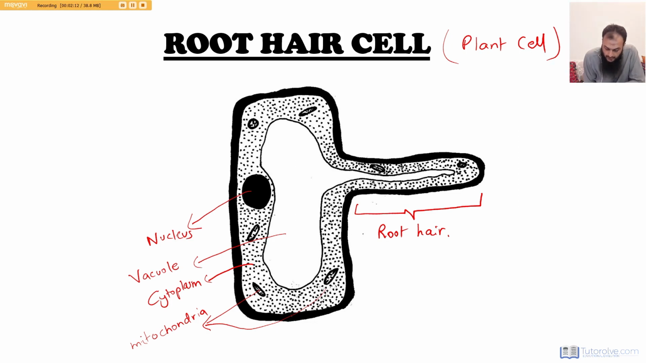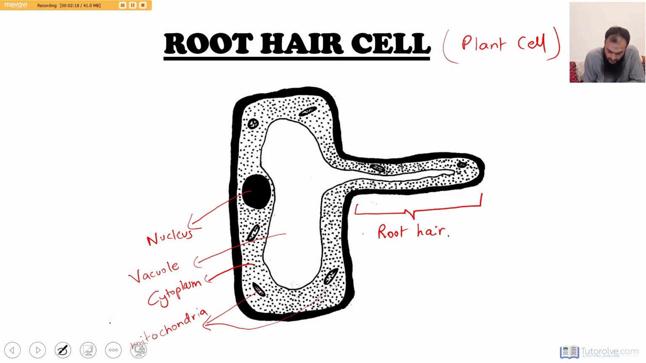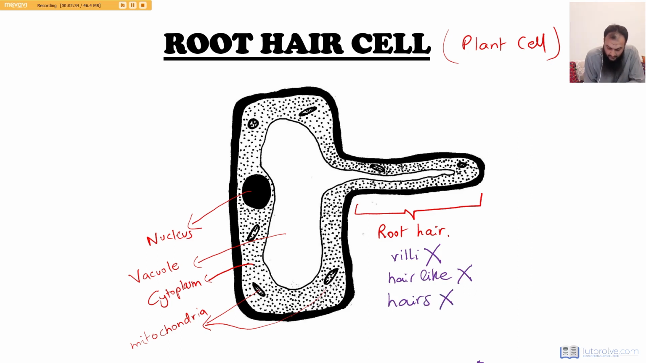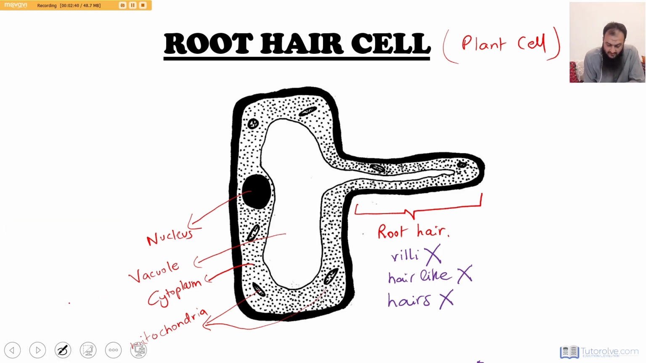So the wrong choices of words, so let me change that ink color for you. Okay, so the wrong choices of word would be villi. I don't know why some students go on to think that this root hair is the villi. Hair-like projection, that's also incorrect, or simply hair. No, that's also incorrect. Okay, so the correct word, remember, for this projection is the root hair itself.